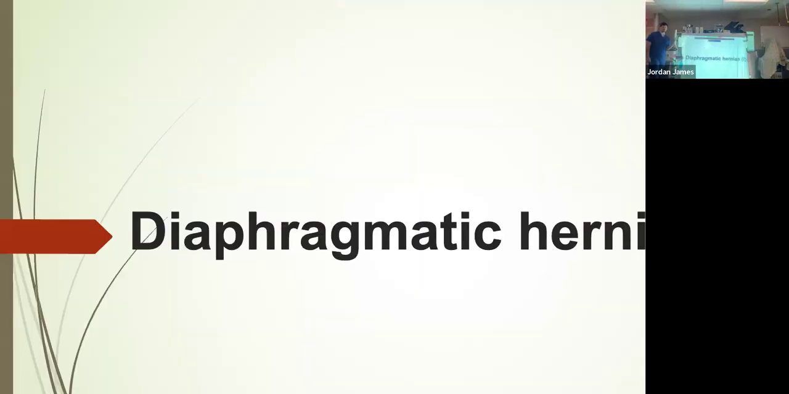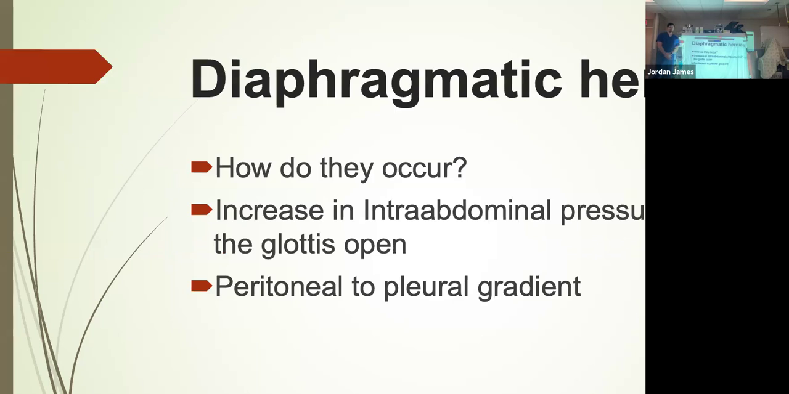So moving into our diaphragmatic hernias, a majority of cases are going to be from trauma, usually vehicular trauma when we're talking about dogs. It can happen with any sort of fall from height, anything that compresses the abdomen significantly. When we get that increase in abdominal pressure with the glottis open, we get acute herniation.